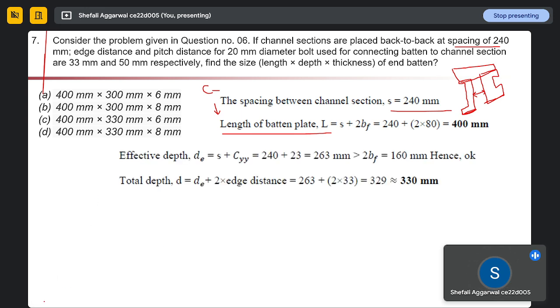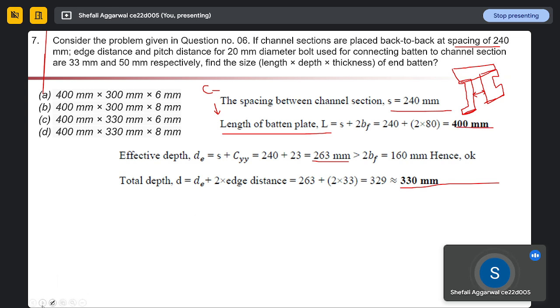Next thing is we have to calculate the effective depth. So effective depth is given by S plus CYY. S is given to us 240 plus CYY is 23 for the channel section. From there you can calculate it is 263 mm. It should be greater than 2 times BF. BF is 80 mm, 2 times BF is 160 mm. If it is coming greater, then the design is okay. So total depth will be effective depth plus 2 into edge distance. Edge distance is given to us as 33 mm. Calculating it, we are getting total depth as 330 mm.